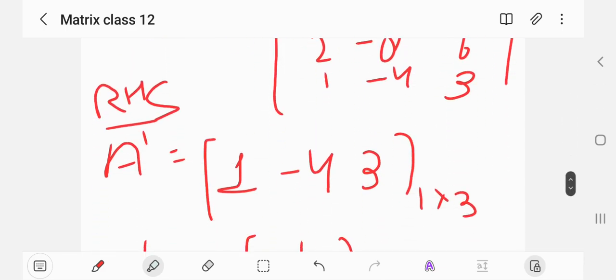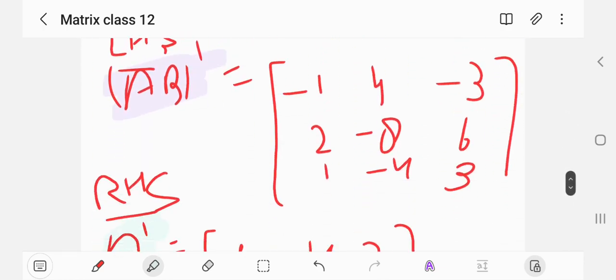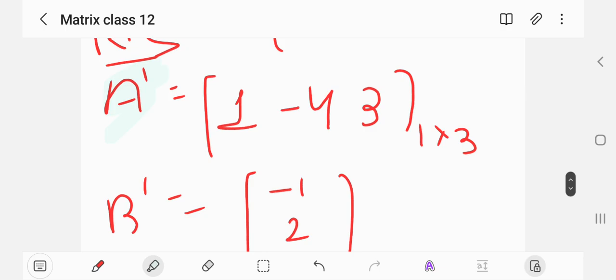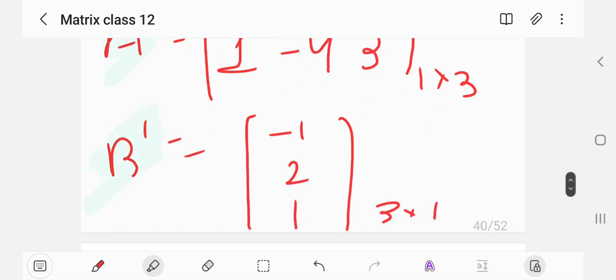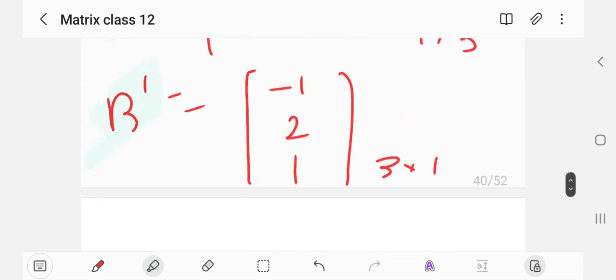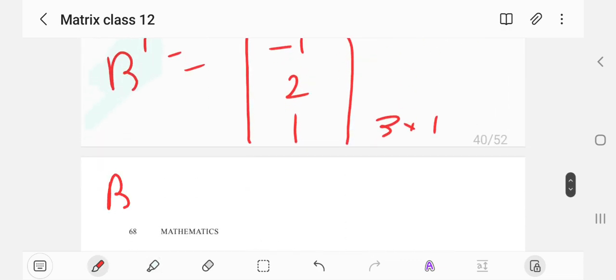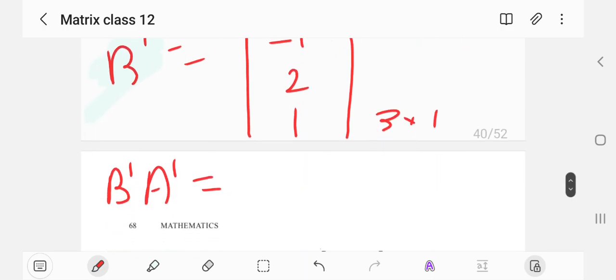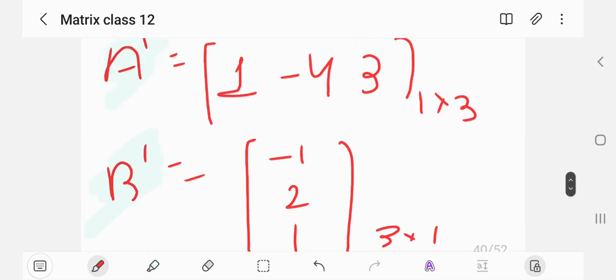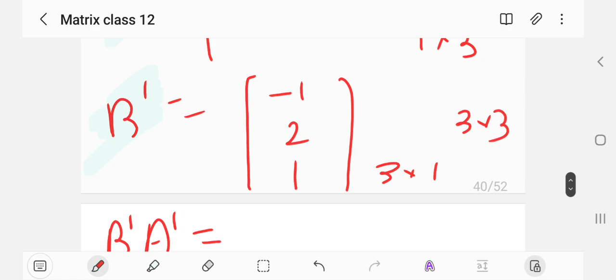So first I have to find A transpose. How will you find it? Simply convert the rows into columns. This is how you find A transpose, and this is how you find B transpose. Now let's multiply B transpose with A transpose. Remember B transpose is at the first position, so the resultant matrix will be of order 3 by 3. If you do not know how I have claimed this, then you should watch the previous video in which I have explained the multiplication of matrices.